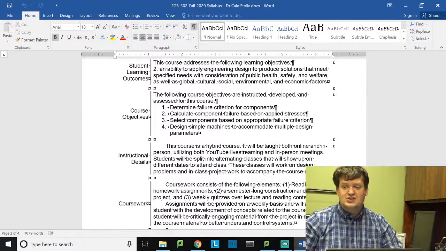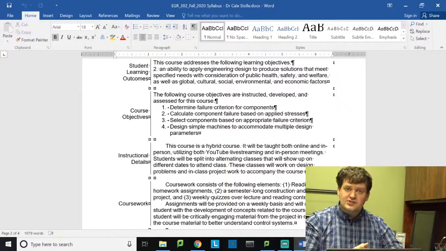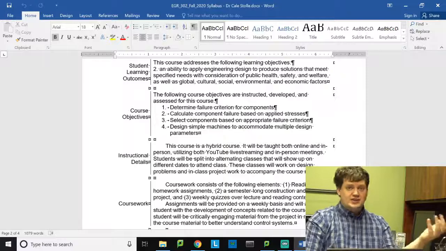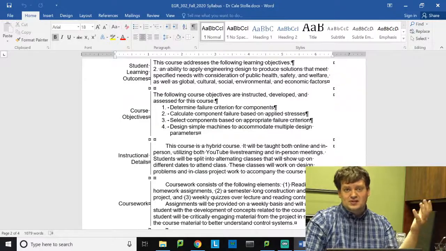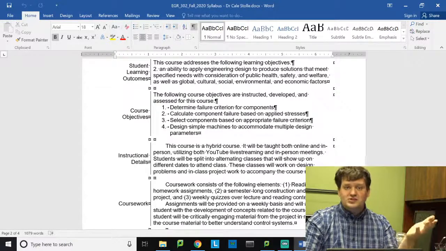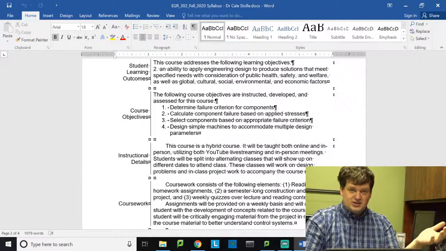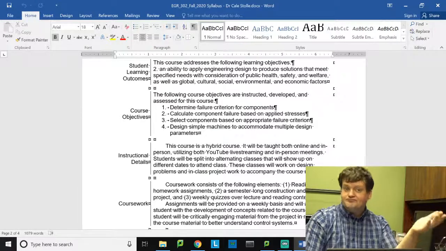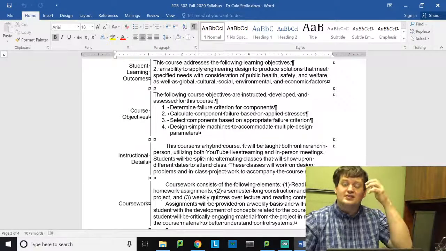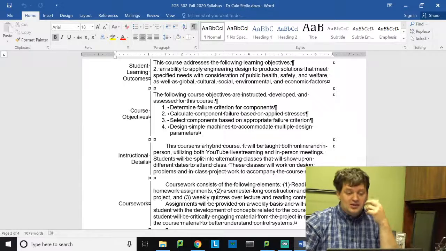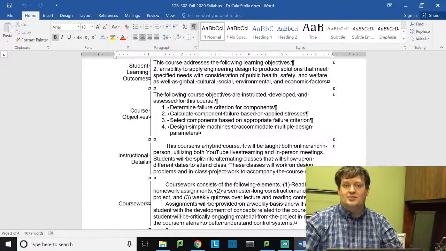You make designs, you're going to have to pick things. How do you do all of that? Well, that's what this course is. When you go to design components, there's a lot of selection involved. Okay, standardized components exist. One of the things we're going to do in lab this week is we're actually going to sit down and design a bolt. Okay, how do you do that? We'll talk about that. Last, design simple machines to accommodate multiple design parameters.